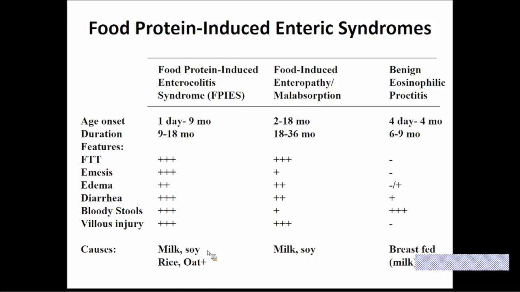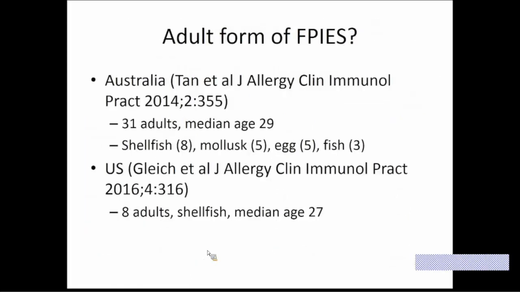This has not really been in the literature for about 15, 20 years at this point. And maybe we were talking about eosinophilic gastroenteropathies and people were thinking differently then. But FPIES has also been increasingly described in adults. And when it has been described in adults, it's mostly been shellfish.